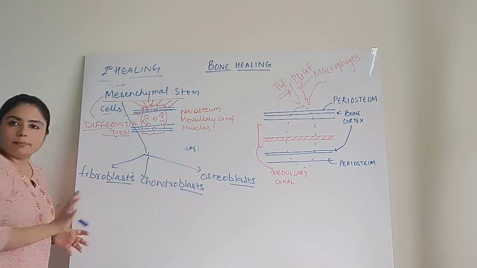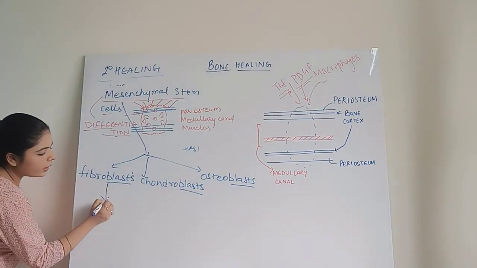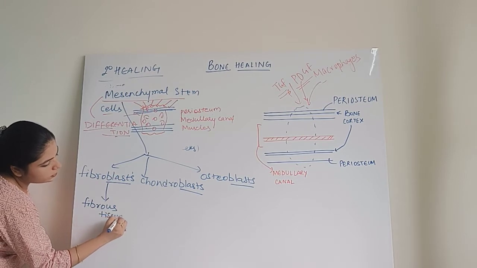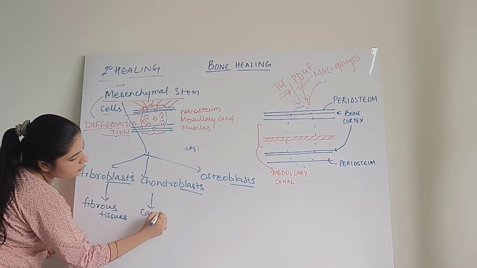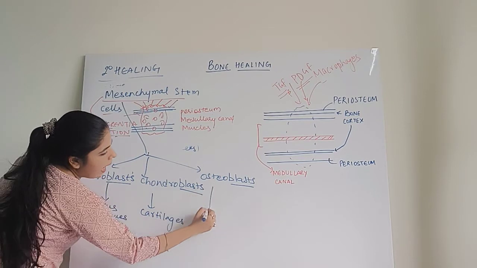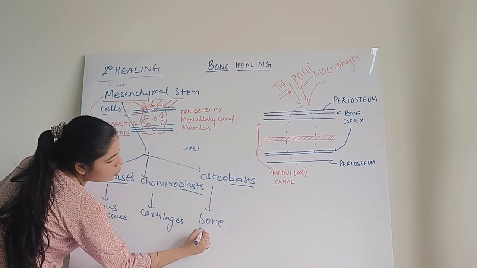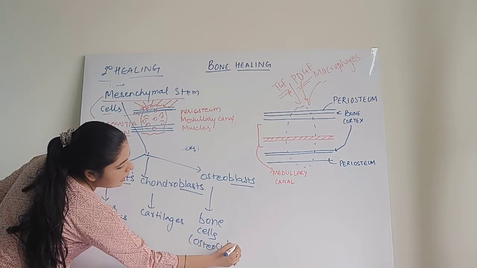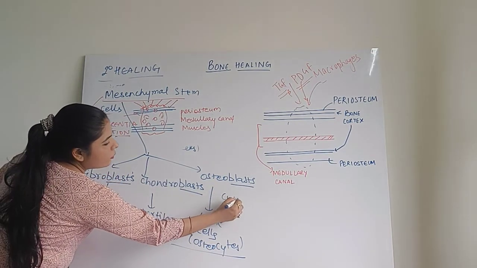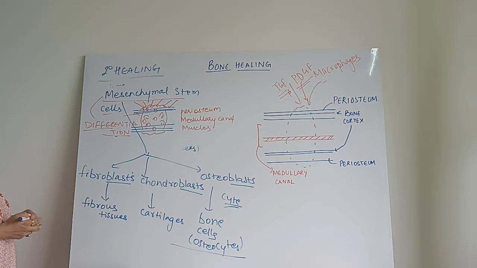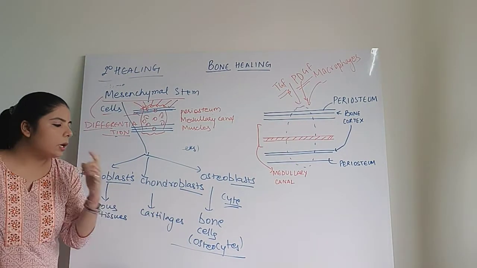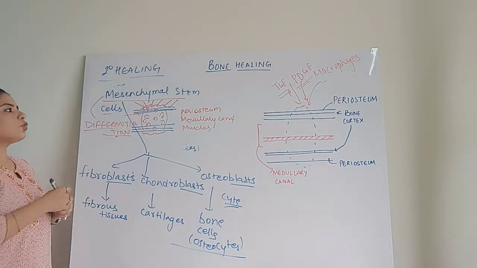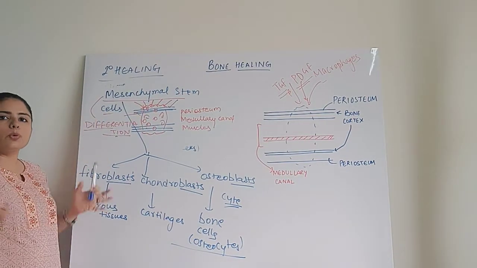All three of them are immature cells, but they mature into fibrous tissues, cartilages, and bone cells. What are the mature bone cells? Osteocytes. I hope you remember, cyte is the term for a mature cell. So they mature into fibrous tissues, cartilages, and osteocytes, or the bone cells. This is actually happening at the site of damage. So new bone cells have now started to form there.